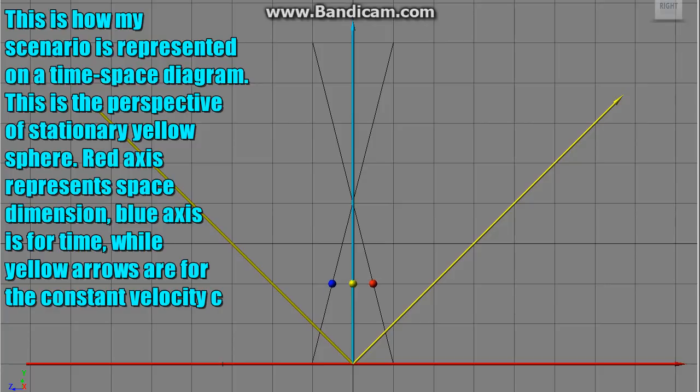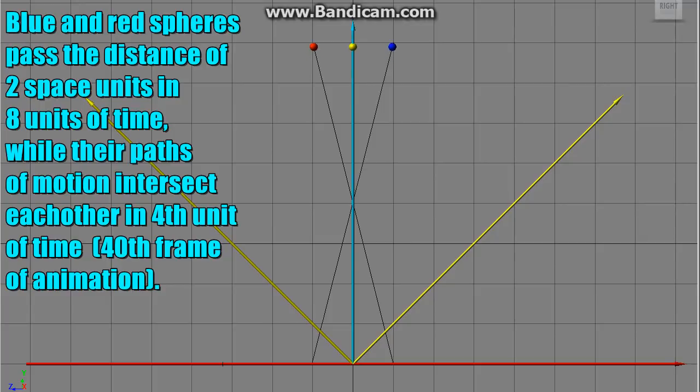This is the perspective of the stationary yellow sphere. The red axis represents the space dimension, the blue axis is for time, while the yellow arrows are for the constant velocity c. Blue and red spheres pass the distance of two space units in 8 units of time, while their paths of motion intersect each other in the 4th unit of time, the 40th frame of animation.